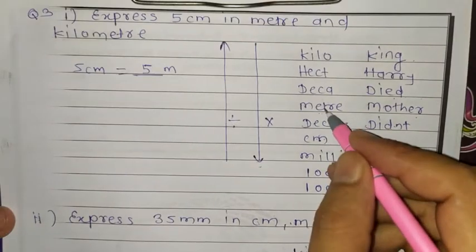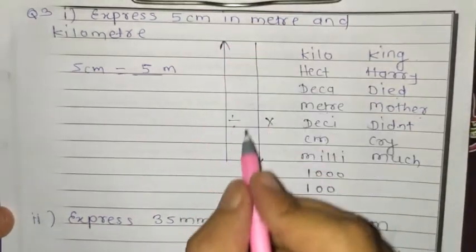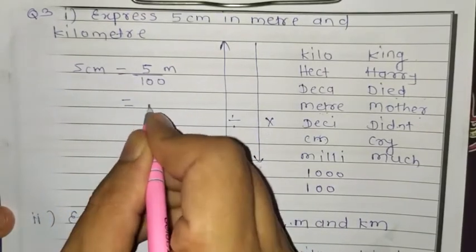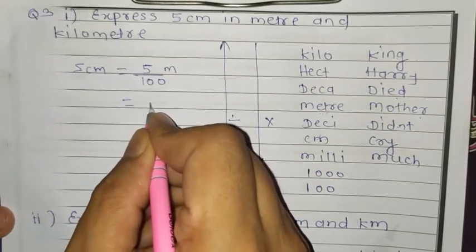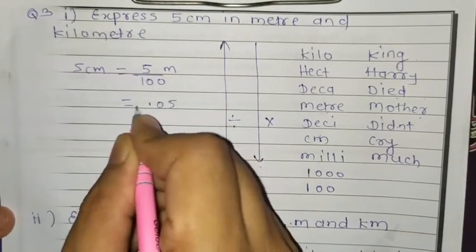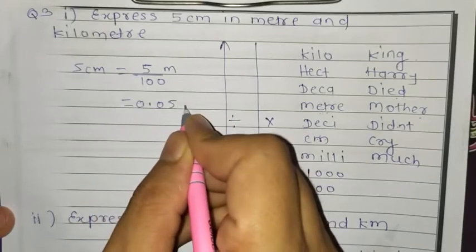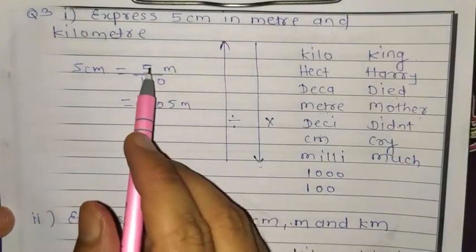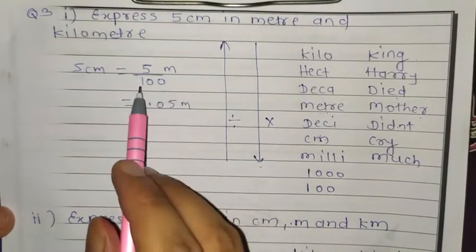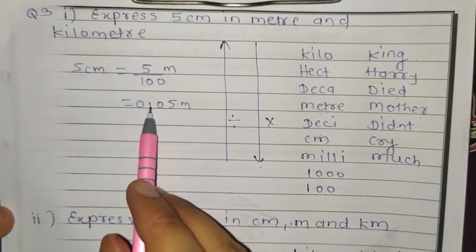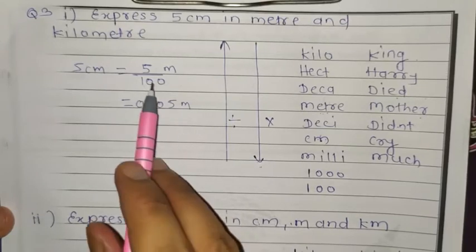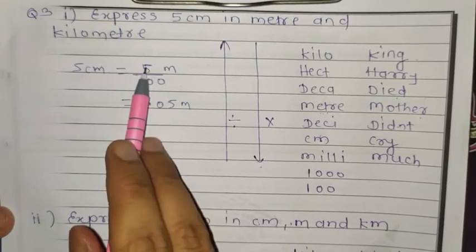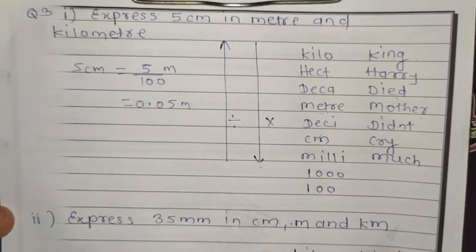This is centimeter, meter. So upside we are going. So it means it is division. So it is divided by 100. Now you can easily solve. Here 0.05, it means 0.05 meter. This is our answer. So if you are dividing 5 by 100, it means after decimal point 2 digits will be there. Number of 0 means number of digits after decimal point, and last number will be as it is. So this is the first one.